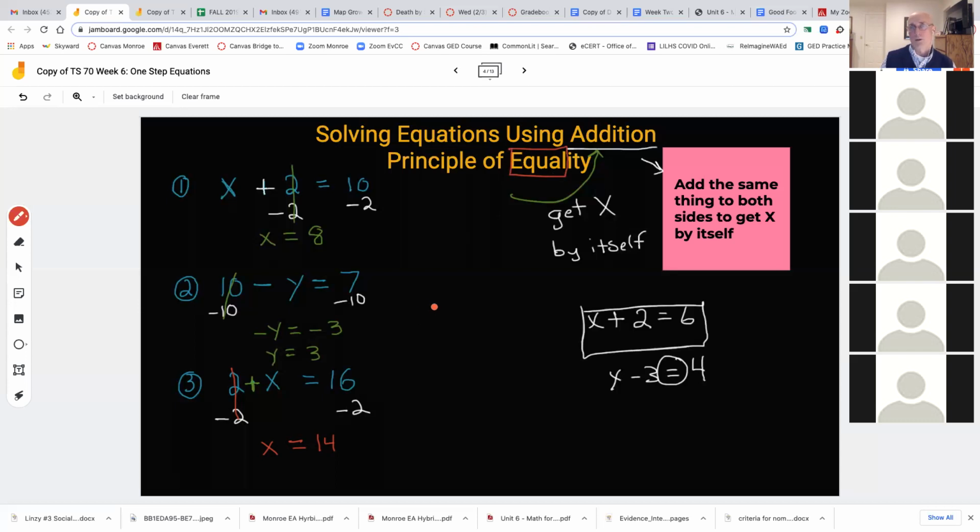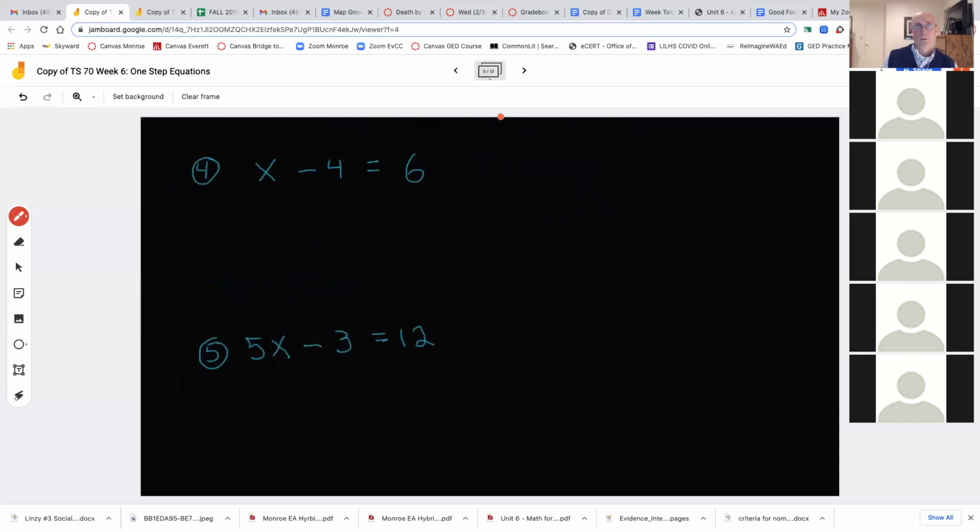But really the main thing we're trying to do here is get x by itself, or the variable y, z, h, whatever it happens to be, by itself. And then we know what h equals or what x equals. All right, let's go on and do some more.